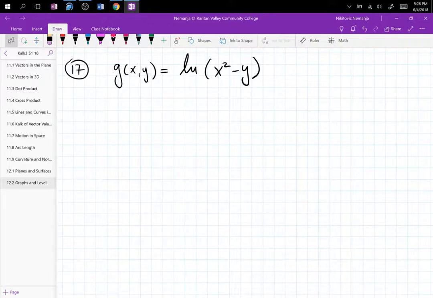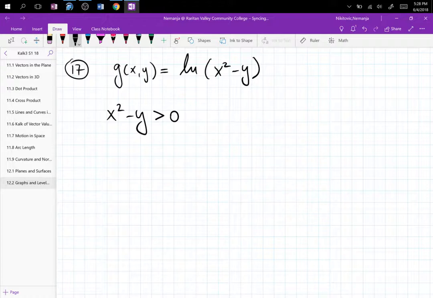So the rule for ln is the same as the rule for square root, except over here you cannot include 0. So to find the domain, we are going to set x squared minus y larger than 0. That's it. No equal. From where x squared is larger than y, and then we write y is less than x squared.